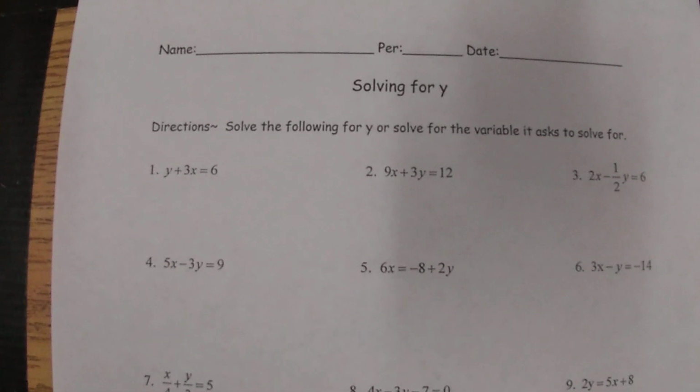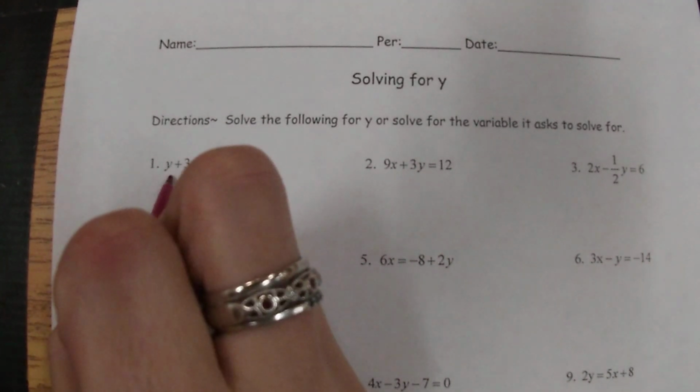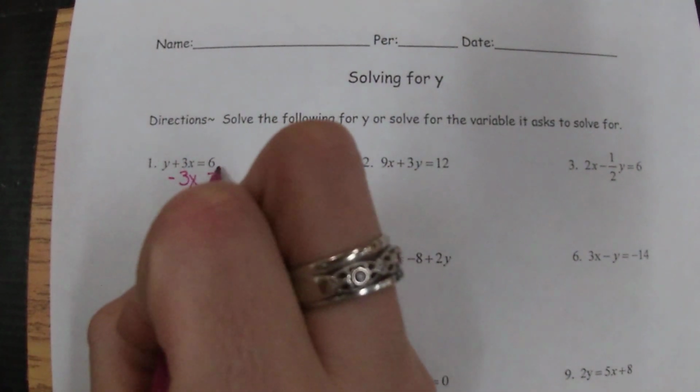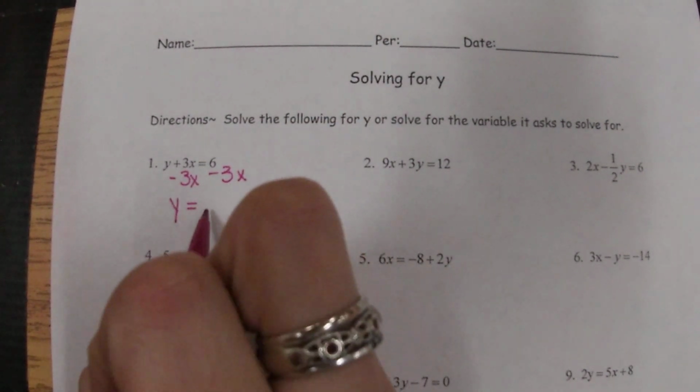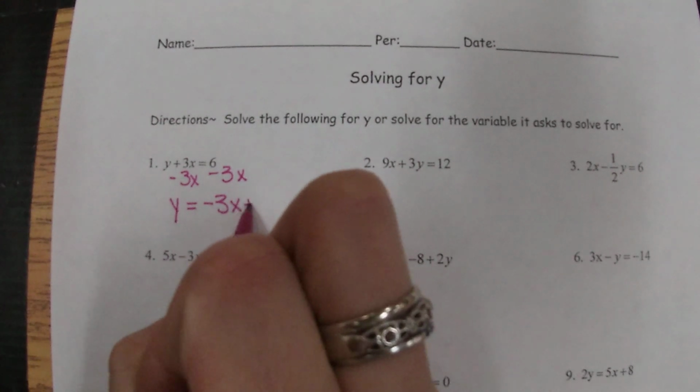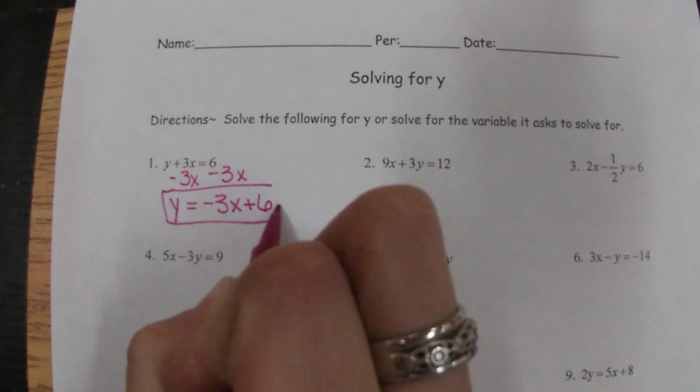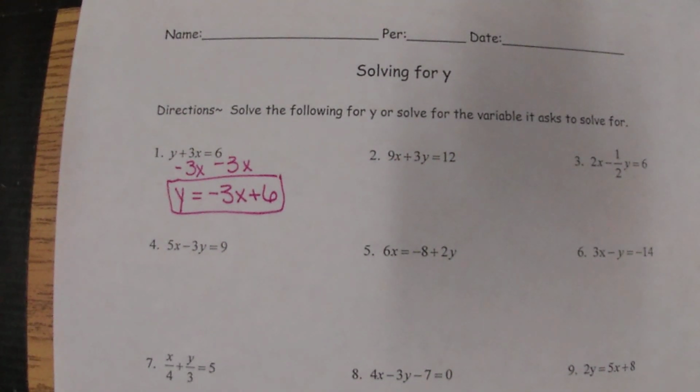Okay, so number 1, if we're solving for y, we need to get rid of that x. So we are going to subtract 3x on each side. If we're writing with the x first, we'll say y equals negative 3x plus 6. There is nothing else there for us to move, so that is our final answer.